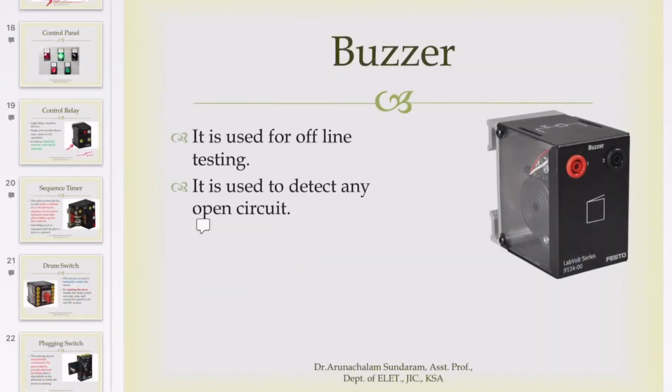Now, this is the last slide for today. It talks about the buzzer. The buzzer is a device used for offline testing. Inshallah, you will find this device, this buzzer, in the lab for the first experiment. It is used to detect any open circuit. Make sure, guys, that you will not connect this device when there is power in the circuit. Make sure it is an offline circuit.